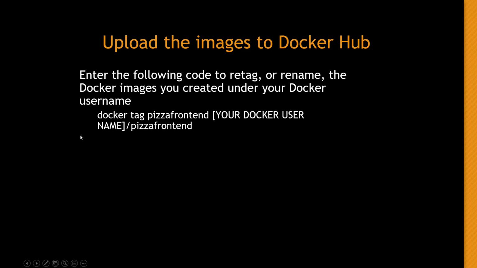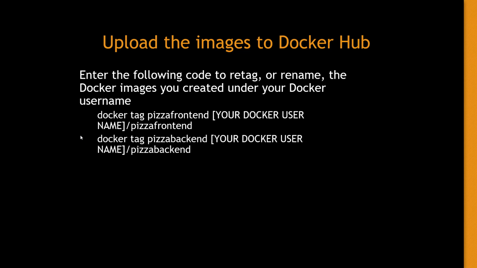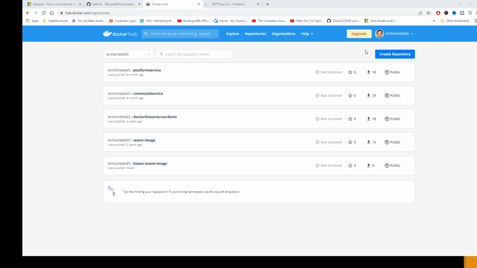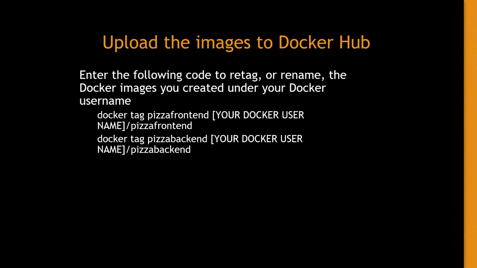So this is one of the first commands, that's docker tag pizza frontend, your Docker username /pizza frontend, and docker tag pizza backend, your Docker username. So this Docker username, in my case it is krcom6645, so this is my Docker Hub account with my username being krcom6645. See, I already have some Docker repositories. Okay, and now let's go back to the Visual Studio Code.